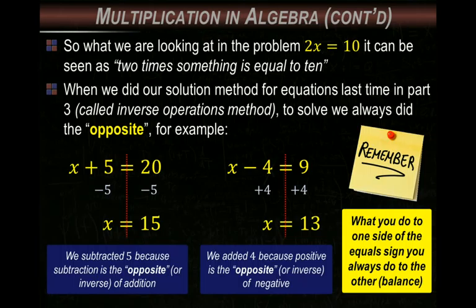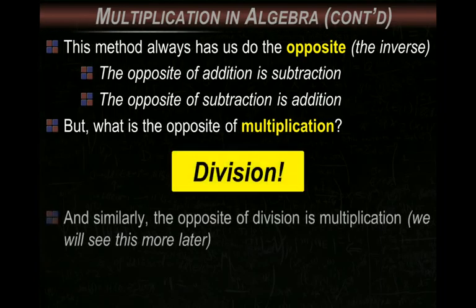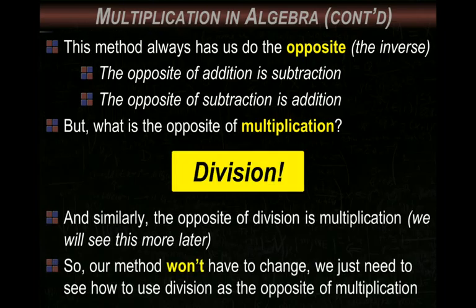But that was just using addition and subtraction. Now, what happens when we do the opposite with multiplication? Well, if the opposite of addition is subtraction and the opposite of subtraction is addition, what's the opposite of multiplication? I bet you one of you knows. What's the opposite of multiplication? That's right, division. Look, I made a big yellow one for you. Similarly, as we'll talk later, division is the opposite of multiplication. So we don't have to change our method. We just always remember to do the opposite.